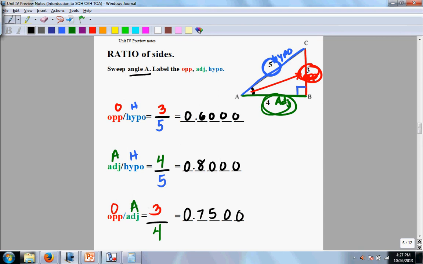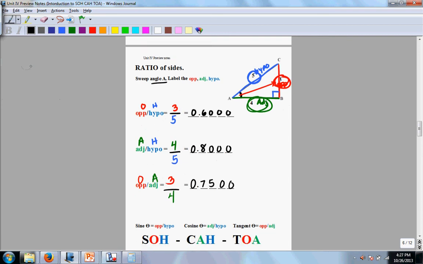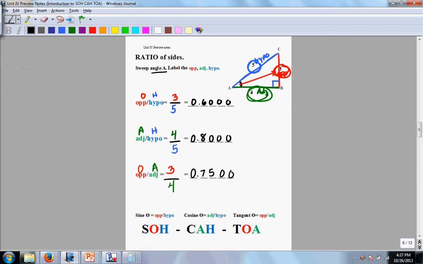Those specific ratios have specific names. The opposite over hypo ratio is called sine. Called the sine ratio. Add an S there. The adjacent over hypo ratio is called cosine. Put a C there. And the opposite over adjacent is called the tangent. Put a T.